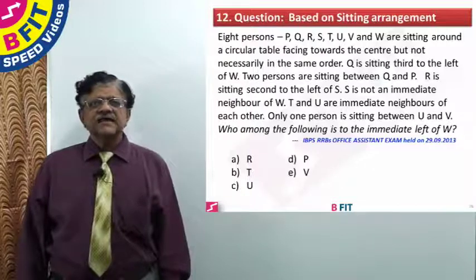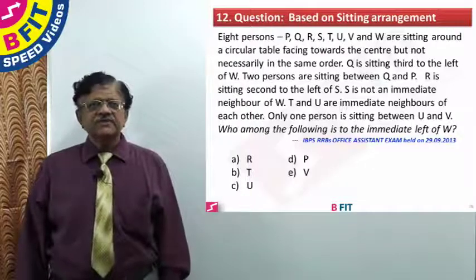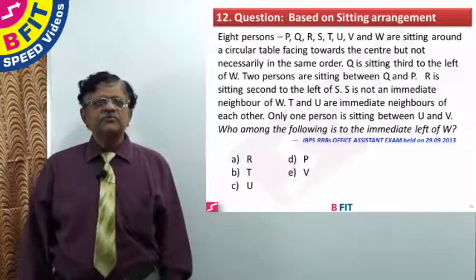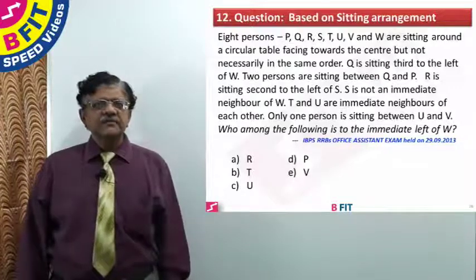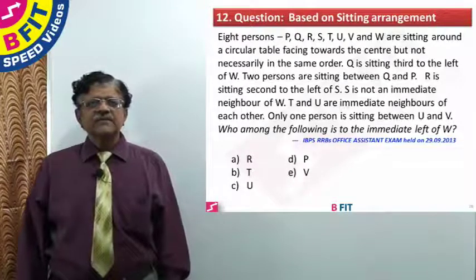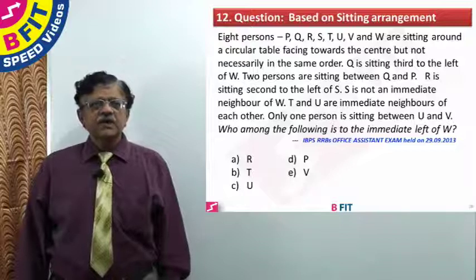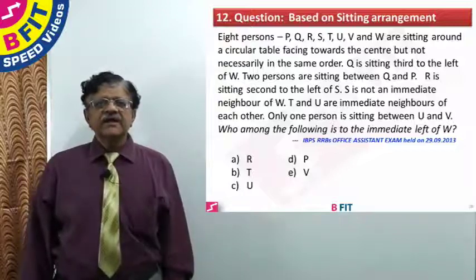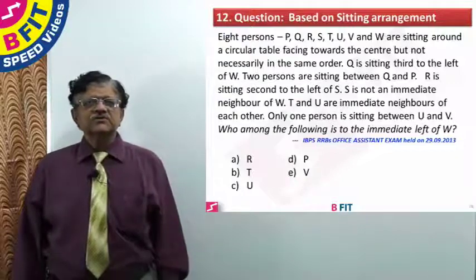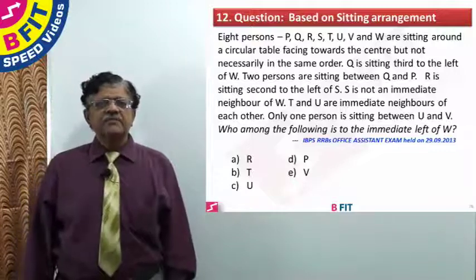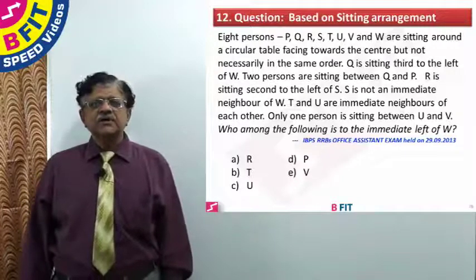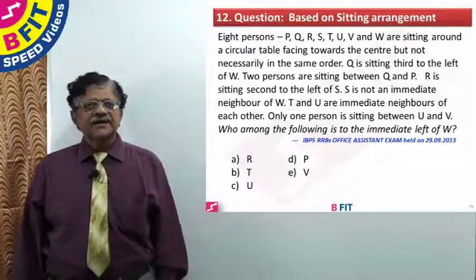R is sitting second to the left of S. S is not an immediate neighbor of W. T and U are immediate neighbors of each other. Only one person is sitting between U and V. Who among the following is the immediate left of W? This question is taken from IBPS RRB Office Assistant Exam 2013. Let us see the working.